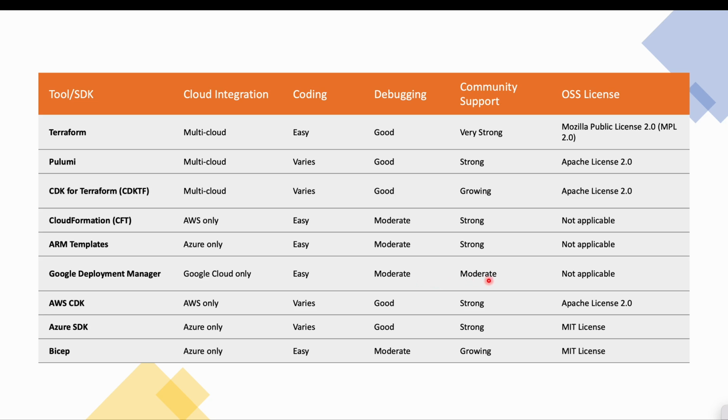Community support is also moderate because it's just growing, and an OS license is not needed at all. When you come to the AWS CDK, it supports only AWS. That means you can create resources only on the AWS platform. And coding varies depending on the person, because you should write code in Python, Java, .NET or TypeScript. Debugging is very good. Community support is strong. License, it uses Apache license 2.0.